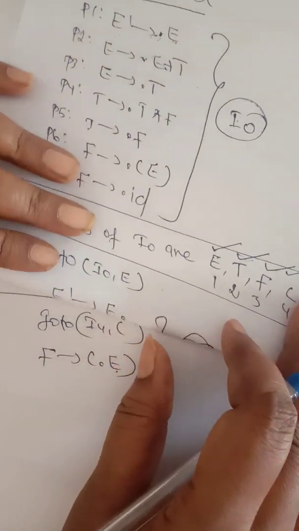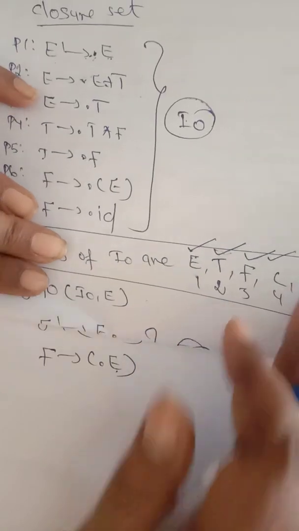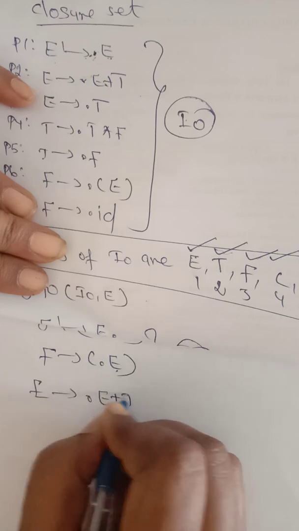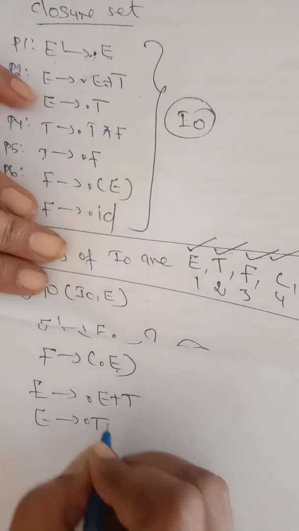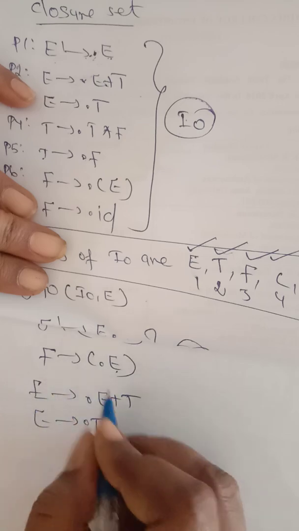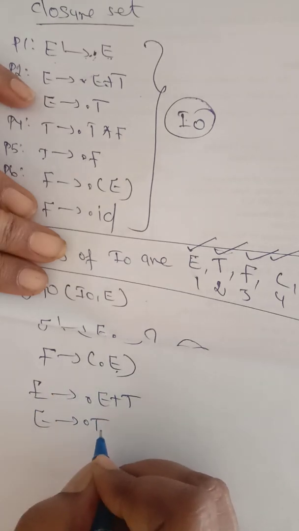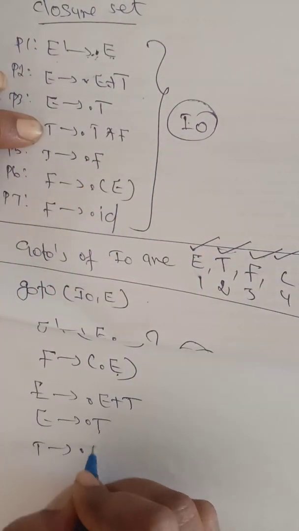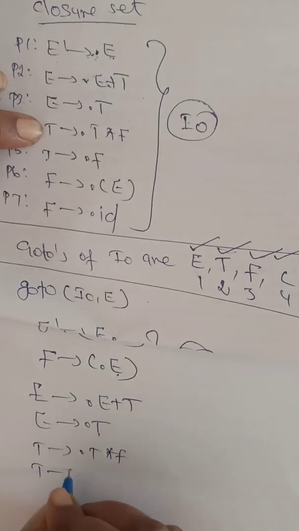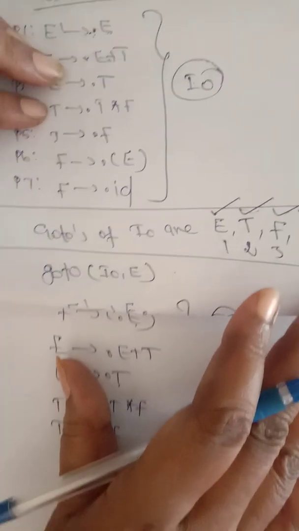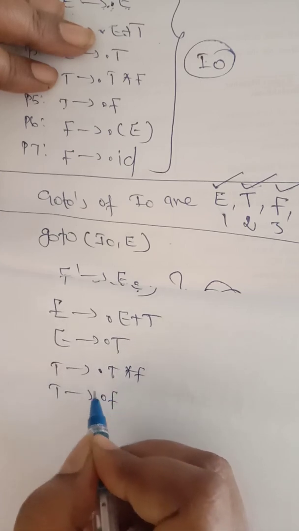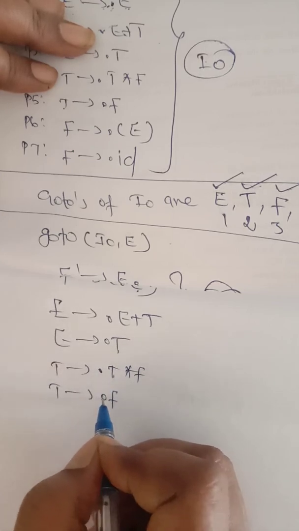So what are E productions from I naught? E comes to dot E plus T, E comes to dot T. After that we are having E, already we copied the E production. Then after that we are having T. So we have to copy T productions from I naught. So T productions are T comes to dot T star F, T comes to dot F. Okay, we are having two productions. After that we are having T, already we copied the T productions from I naught. Then second one we are having F.